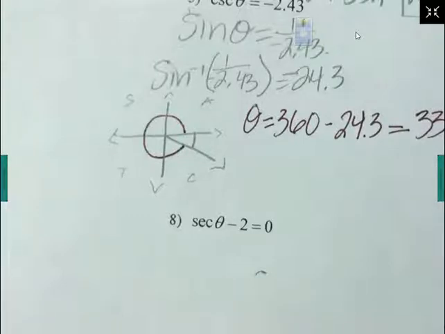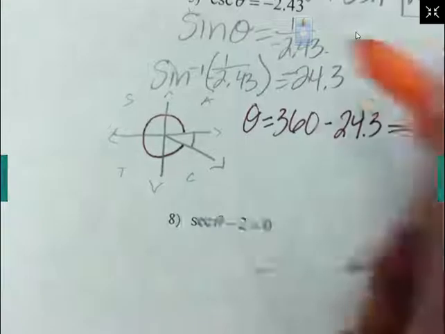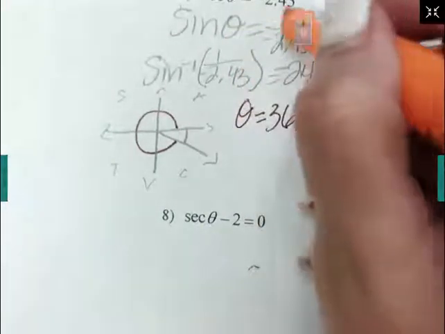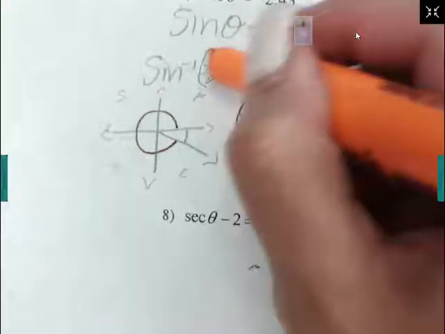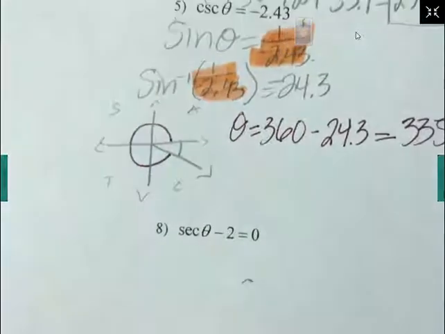Now, Allie, do we want sine to be positive or negative? Is sine positive or negative in this problem? Do you see right here how this says sine of theta is equal to negative, and right here negative? That means it's negative. So what quadrant is that, Allie?